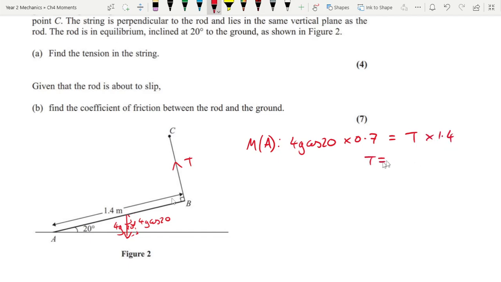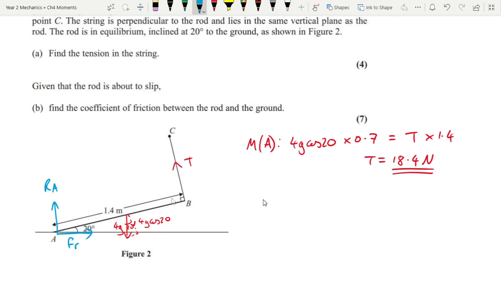So you can solve that to get T equals 18.4 newtons. Now part B, given that the rod is about to slip, find the coefficient of friction between the rod and the ground. So, same idea as before, we need to think about the reaction force at A, and we need to think about the friction. The friction again was going to go to the right, just because if there wasn't any friction, if it was really slippery, the bottom of this plank would just slide along that way.